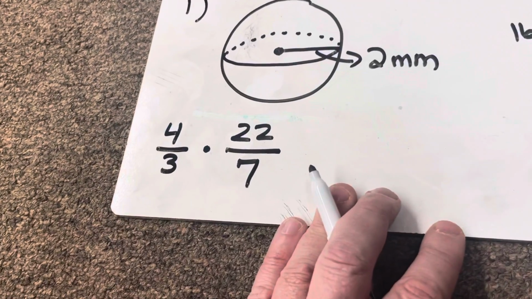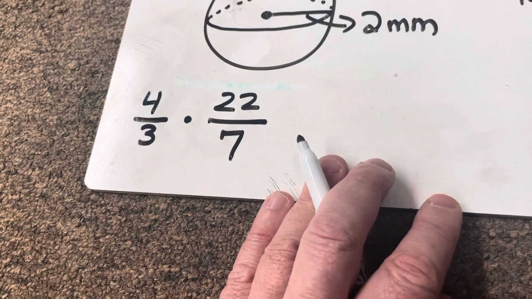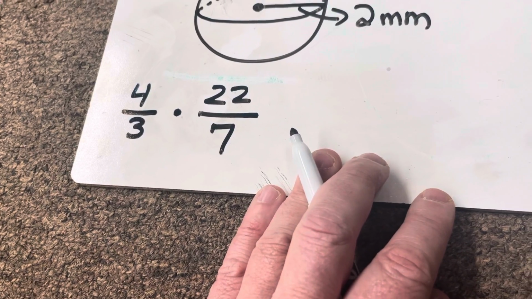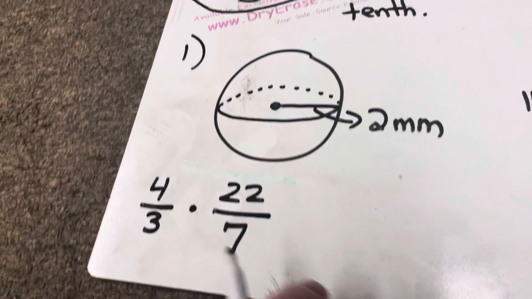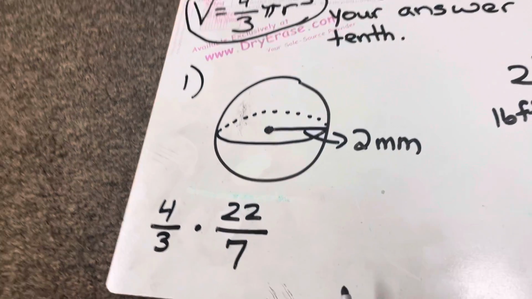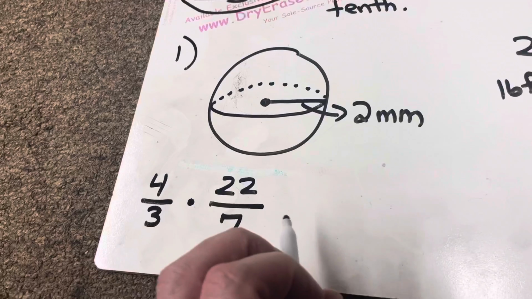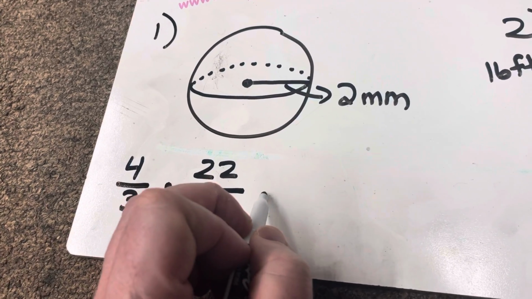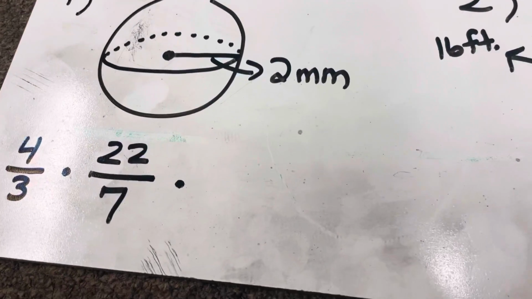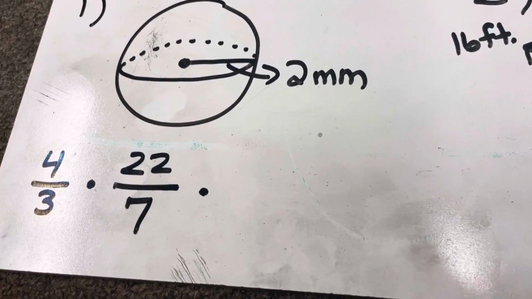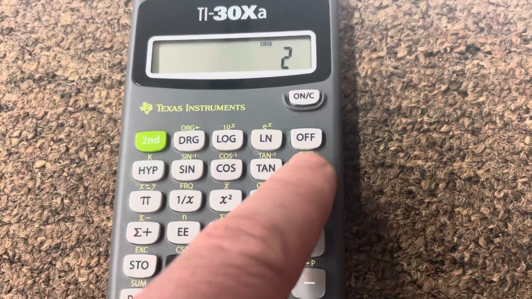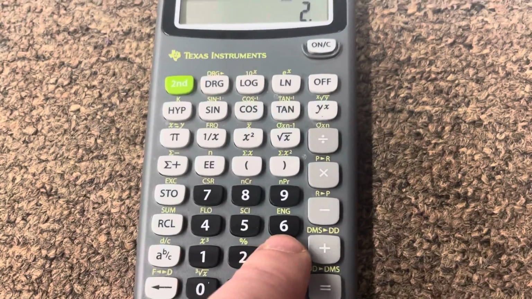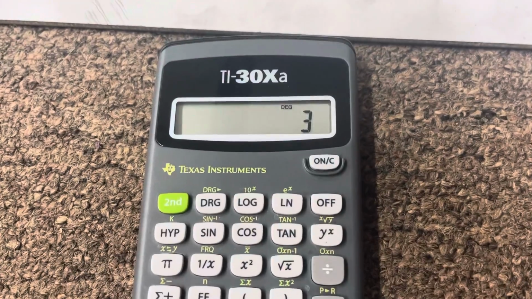Then we can just convert things back into a decimal for the purpose of rounding them to the nearest tenth. I don't really want us to be doing fractions times decimals. That starts to get a little weird. Then times radius cubed. Our radius is 2, so let's start this formula. 2, y to the power of x, 3, that shows we want a 3 as an exponent. It equals 8. So times 8.